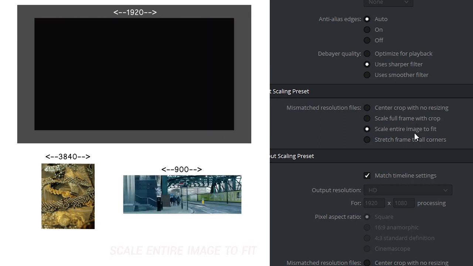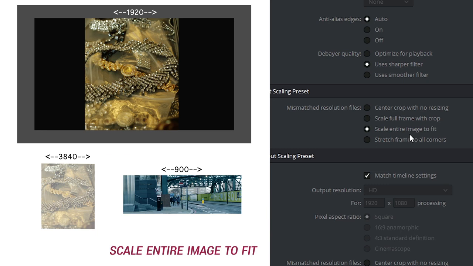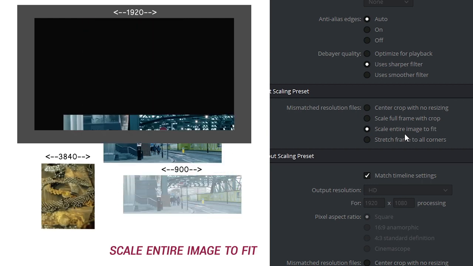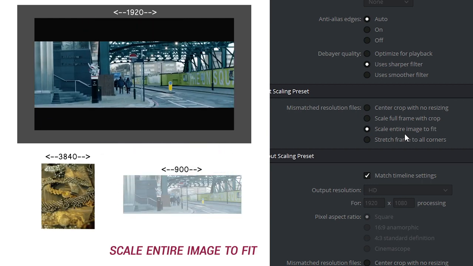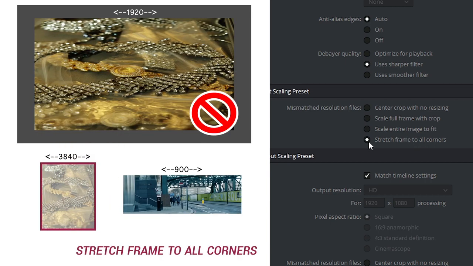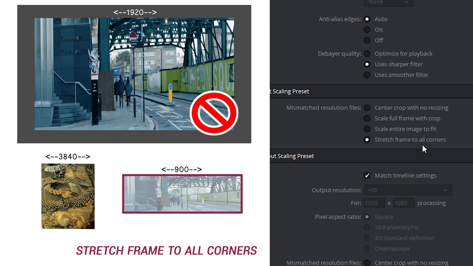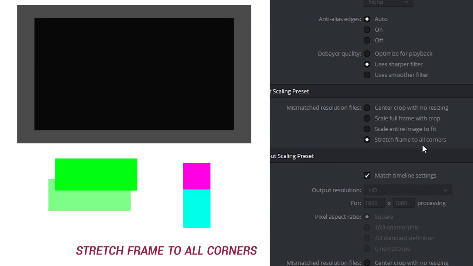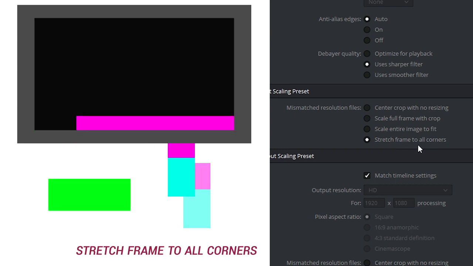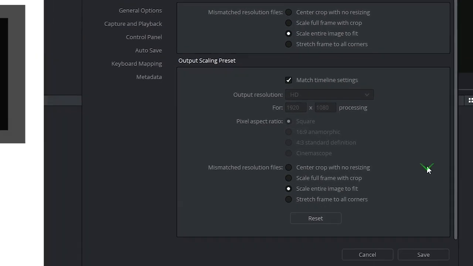Scale entire image to fit is the default selection. It implies that the longest dimension will be scaled to fit your screen, and if the ratio of the image does not equal your screen, you will end up either with a pillar boxing effect, which is blanking on either side of the image, or with letterboxing at the top and bottom. Stretching the frame to all corners is not recommended because this will distort your image as it is forced into the edges of your screen, but it might be acceptable if all you're working with is color mattes.